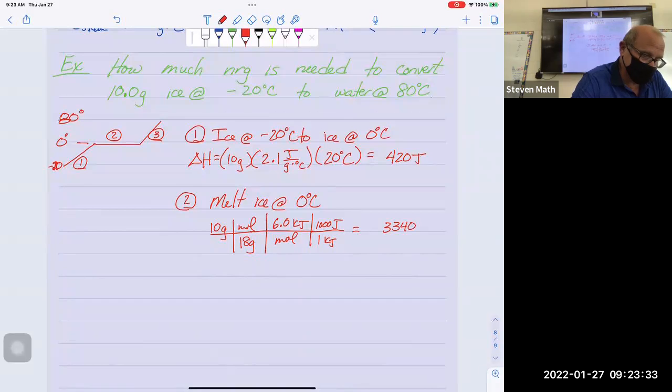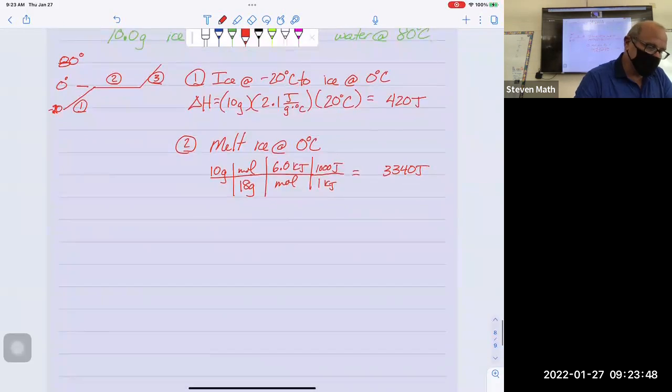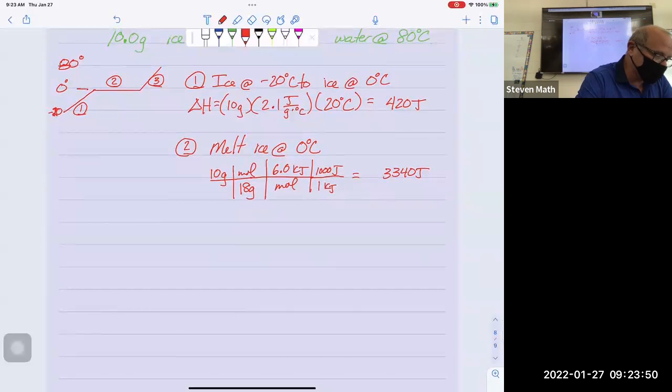So what is the difference between this and what we learned chapters ago? Nothing. This is applying it to states of matter, solids and liquids. That's all it is. Now we got water at 0 degrees Celsius. That's a little chilly. So let's heat it up.